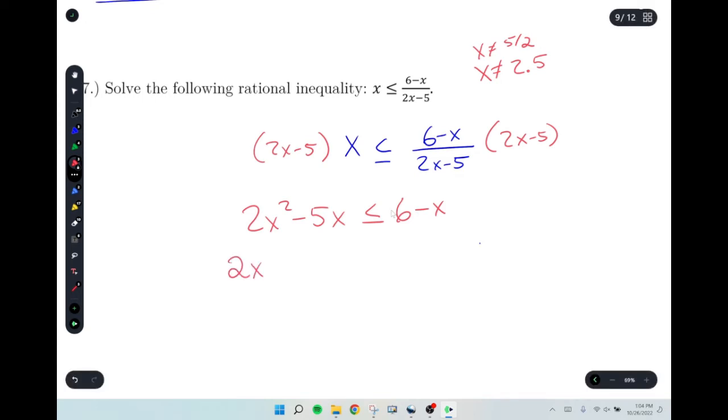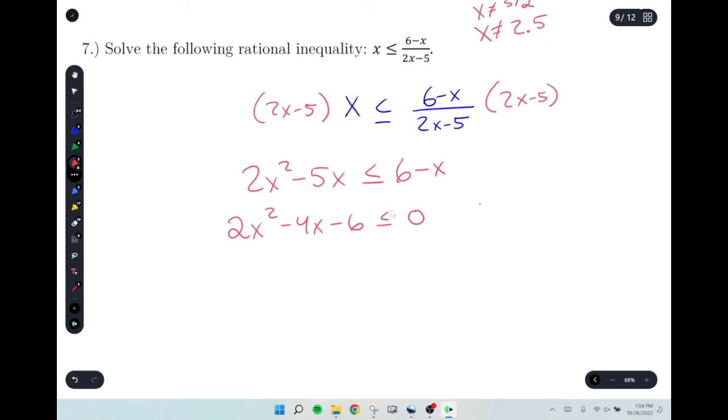Okay, then we've got to combine like terms, right? So 2x squared plus x minus 4x minus 6 is less than or equal to 0. Ooh, I see something we can do to make our life better that we don't have to do, but we can. Divide by 2. You'll get the same answer if you don't do it, I promise. But that's going to make your life way better.